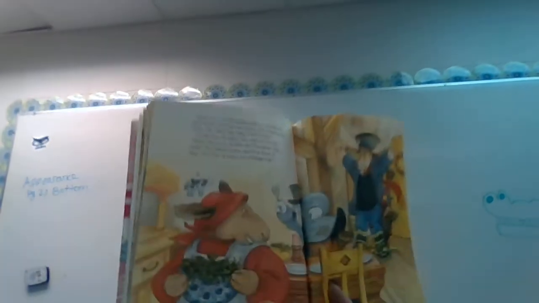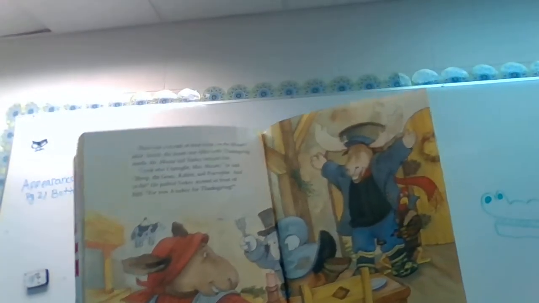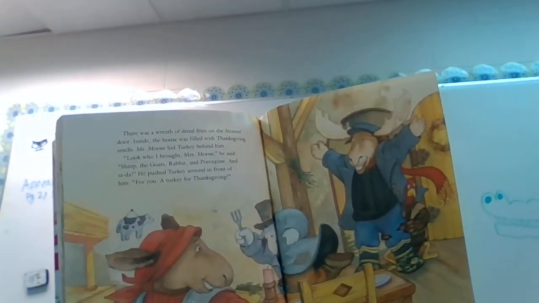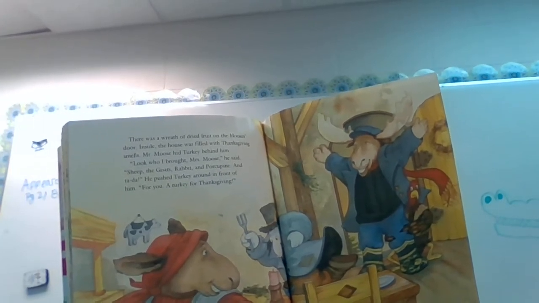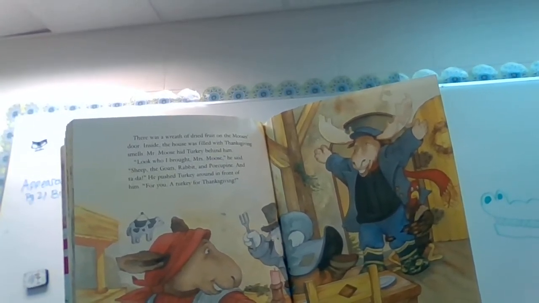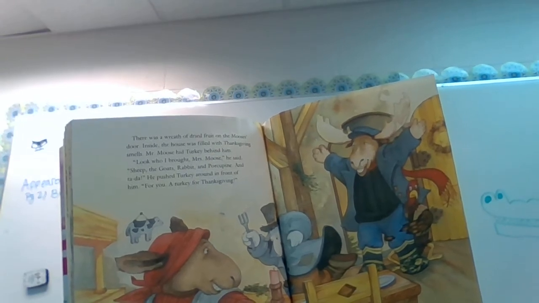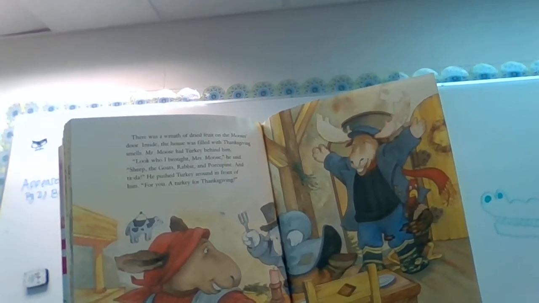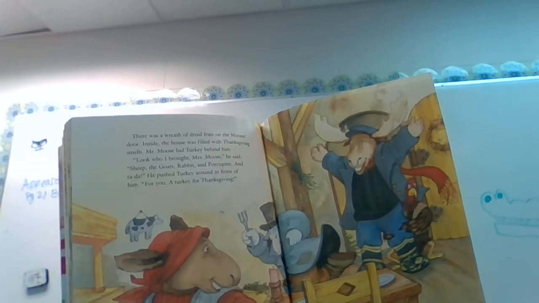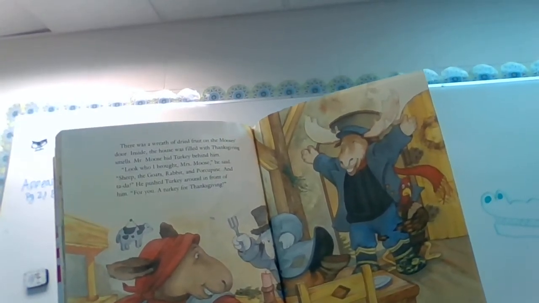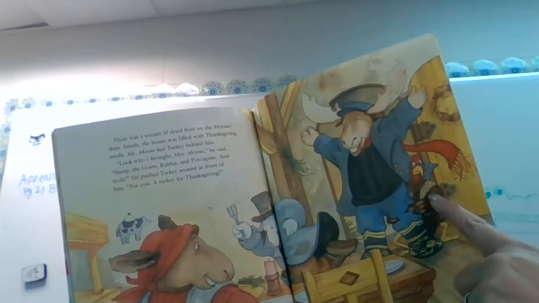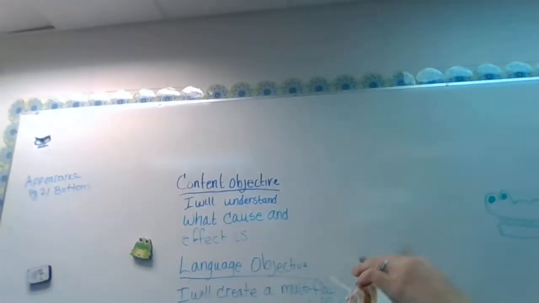There was a wreath of dried fruit on the moose's door. Inside the house was filled with Thanksgiving smells. Mr. Moose hid Turkey behind him. Look who I brought, Mrs. Moose, he said. Sheep, the goats, rabbit, and porcupine, and ta-da! He pushed Turkey around in front of him. Are you ready for this? A turkey for Thanksgiving. Poor Turkey, he looks terrified.